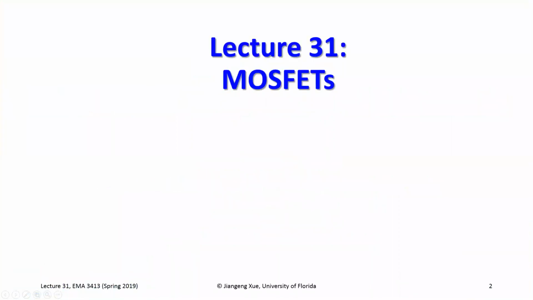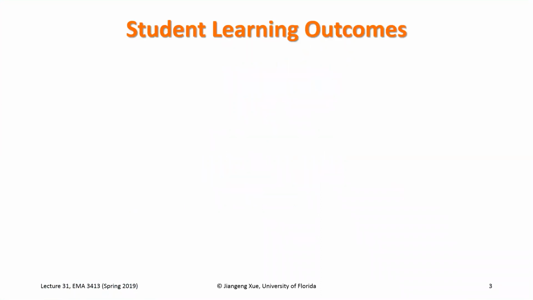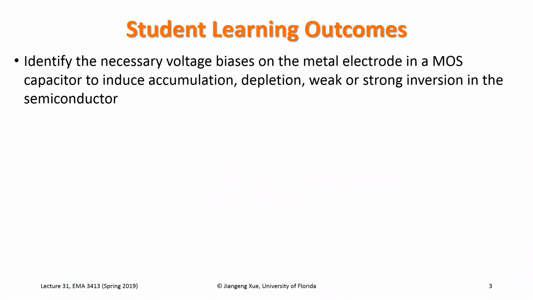Lecture 31 is about MOSFETs, field effect transistors. In this lecture, we talk about the MOS capacitor under various biasing conditions, and then we talk about the operation principle of a MOSFET. First, students should be able to identify the necessary voltage bias on the metal electrode in the MOS capacitor to induce accumulation, depletion, weak or strong inversion in the semiconductor.